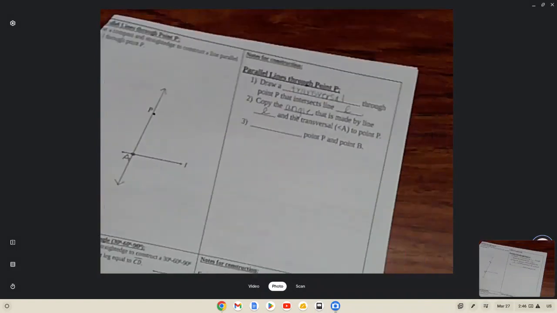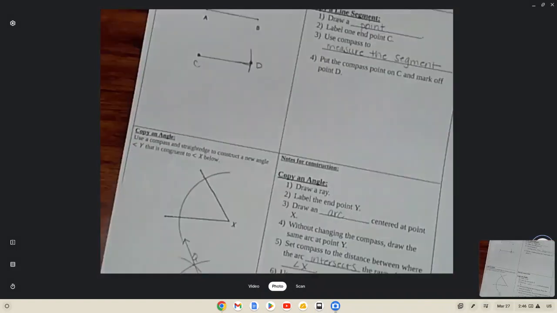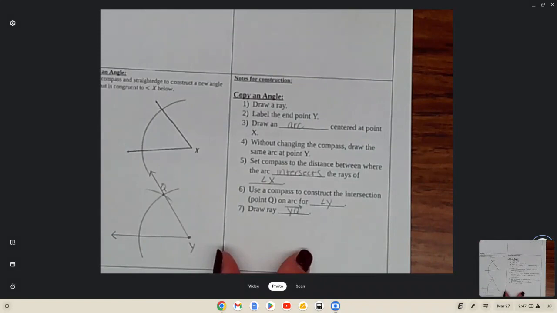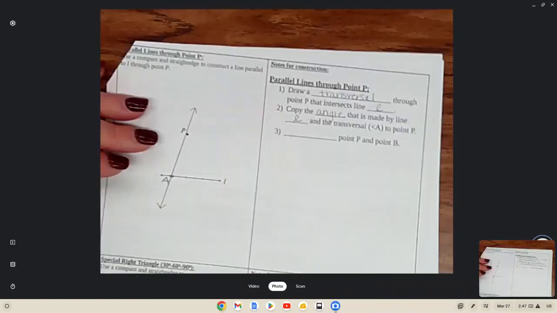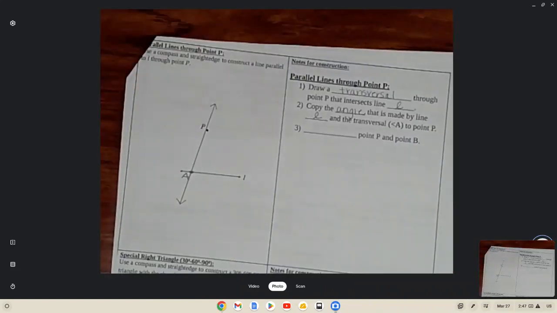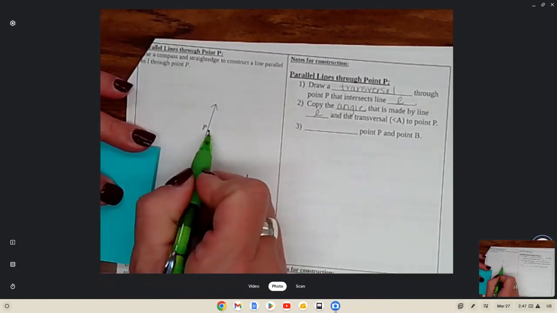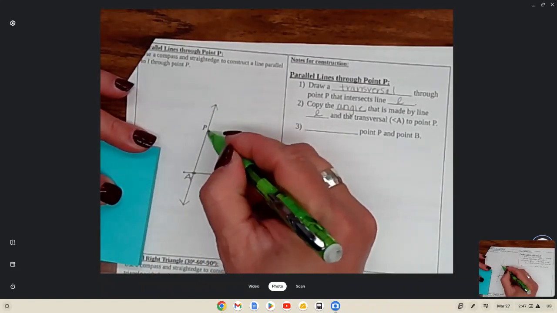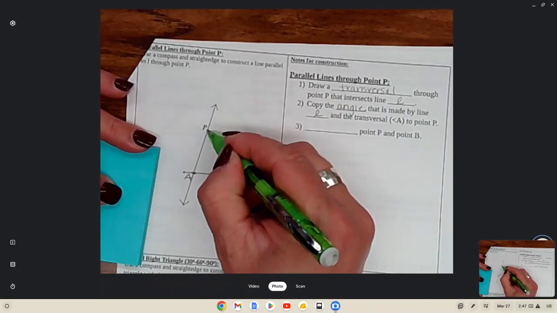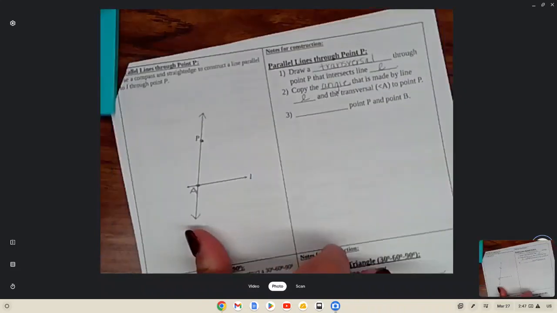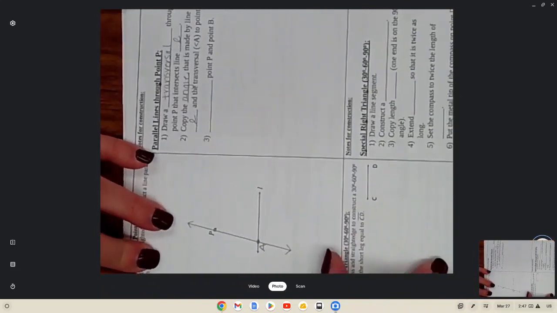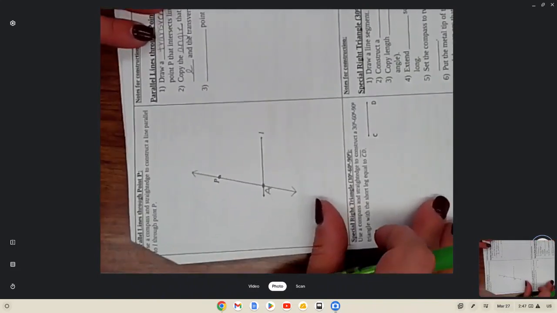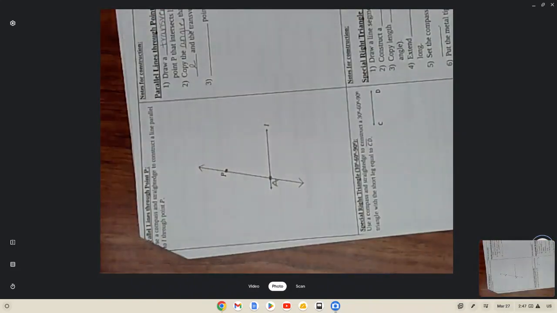All right. So if you go back, this is where we did copy an angle. Okay, so notice we start by drawing a ray. Well, we already have a starting point, right? So we can go ahead and start with this ray right here, and then this would be our starting point for that ray. All right. So I'm actually going to turn this on its side, just to make that angle look a little bit better.